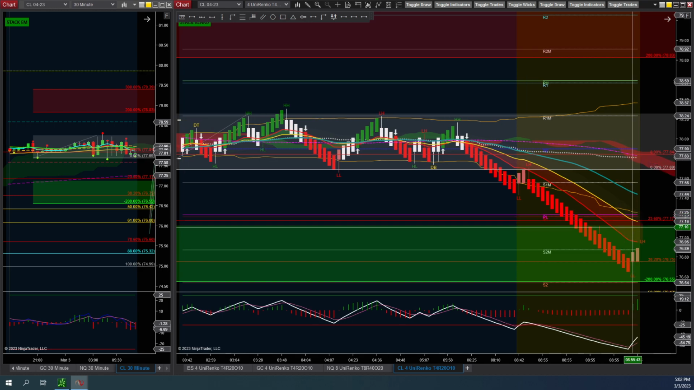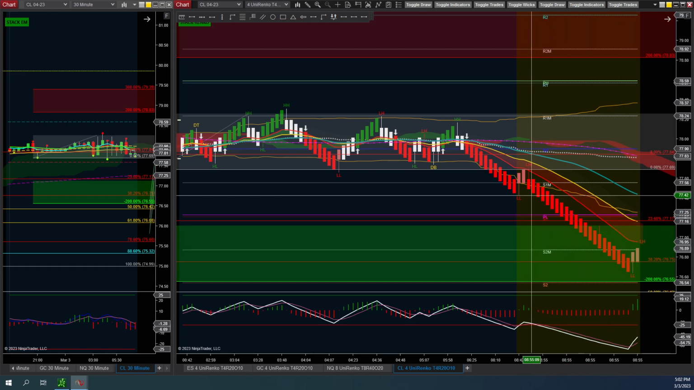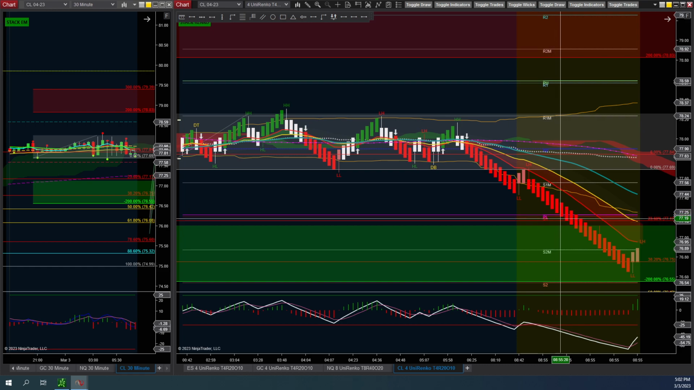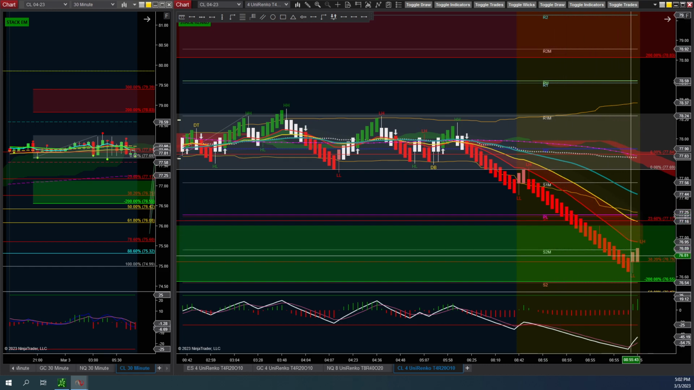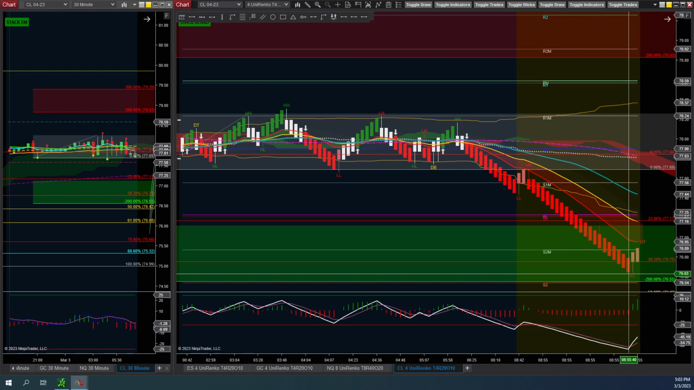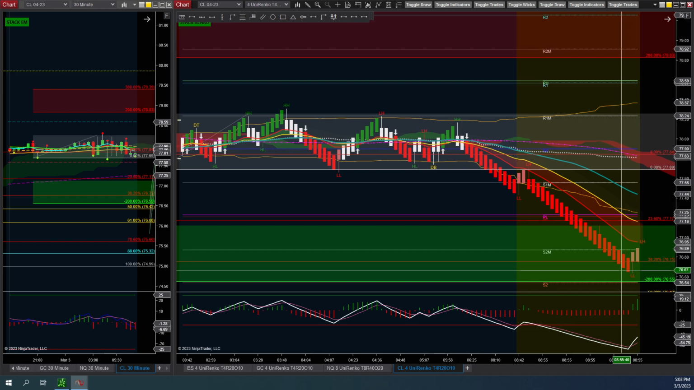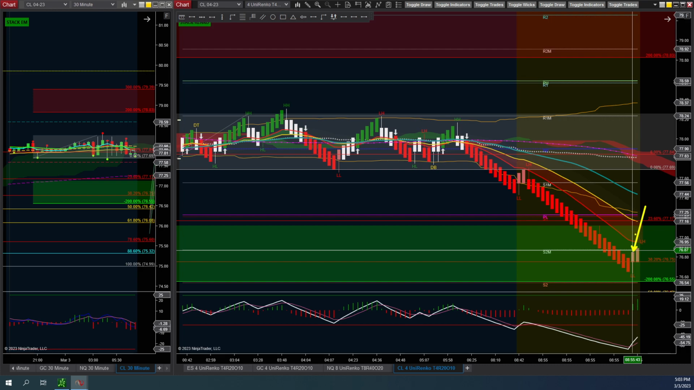So if you have a one target and you do have a runner, then the runner would have been all the way down here. The potential was right down there. Most likely, if you're like me, you would have sold it right there.